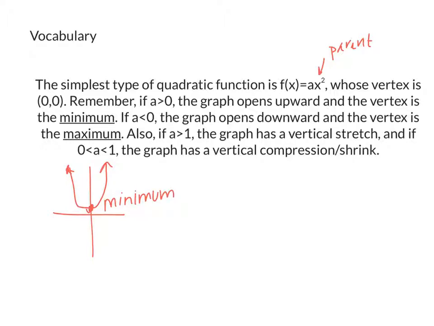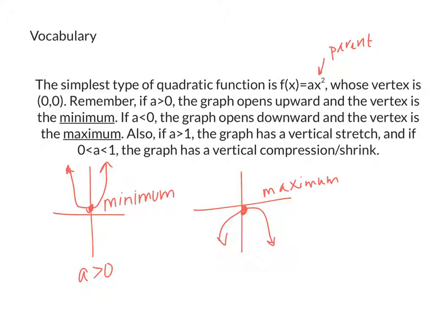If a is less than 0, and again, that was when a is greater than 0, so when a is less than 0, it opens downward. Again, very terrible parabolas here, sorry. But that is going to be called our maximum point. Then our vertex is a maximum rather than a minimum.